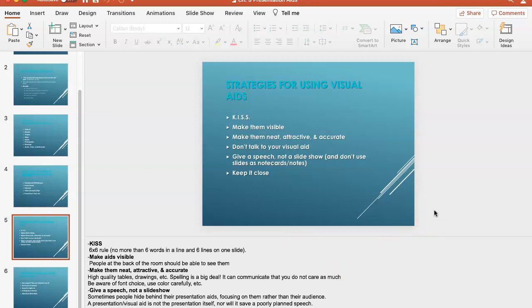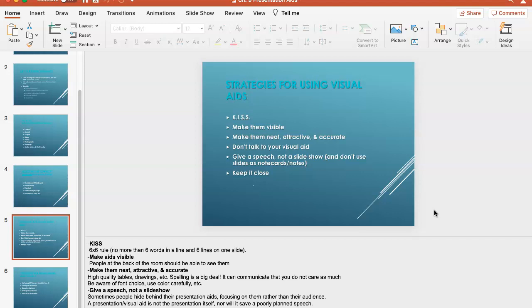Give a speech, not a slideshow. So what that means is, as it says, sometimes people hide behind their presentation aids, focusing on them rather than their audience. So it is not the presentation itself, nor will it save a poorly planned speech. Okay? So, and as it says on the slide, don't use slides as note cards or notes.